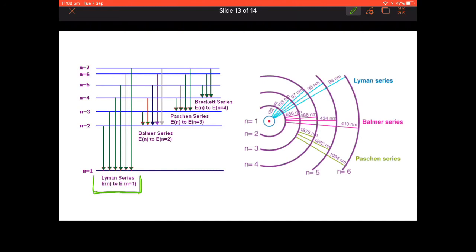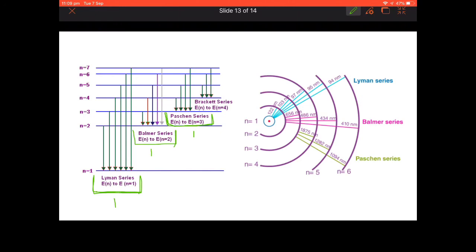For the Balmer series, it's anything moving down to the second innermost shell, and then the Paschen series is anything moving to the third innermost shell. There's also the Brackett series and beyond, but we're just focusing on these 3: Lyman, Balmer, and Paschen.